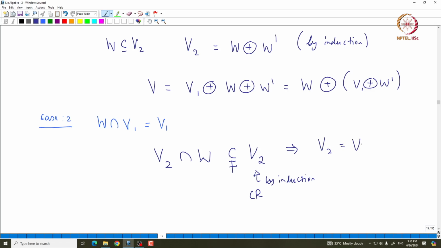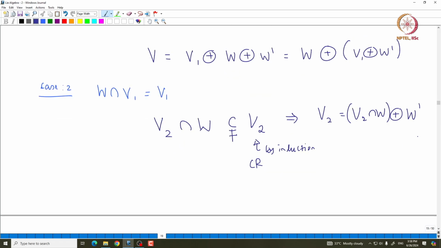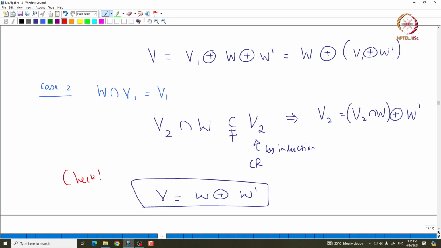So, V2 can be written as V2 intersection W direct sum W dash. Now it is easy to prove V is exactly equal to W direct sum W dash. This is something I will leave for you to check; it is a simple check. Once you have this condition, W intersection V1 is V1 and W dash is the complement of V2 intersection W, then this W dash must be the complement of W inside V.